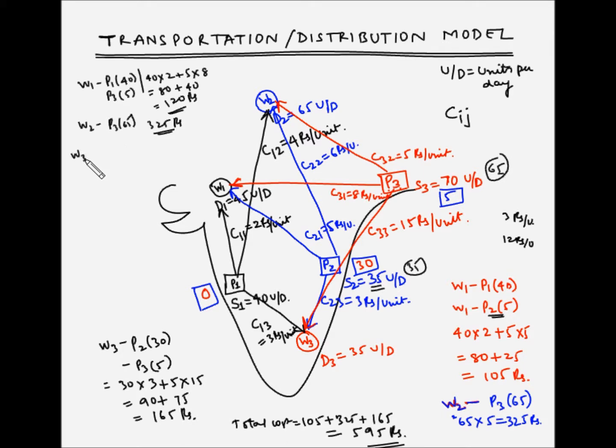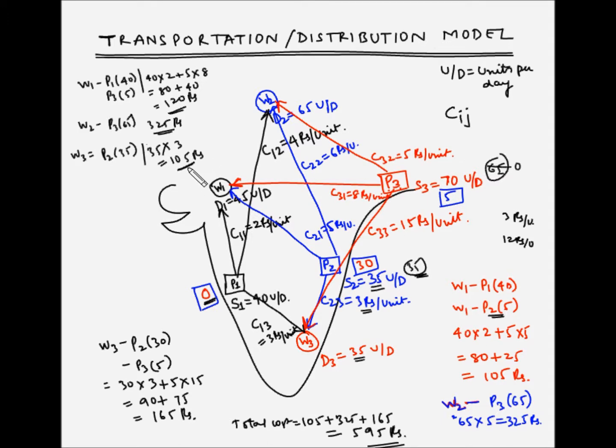Now for W3, so this becomes 0. This is already 0. P1 is already 0. For P2, the availability is 35. So then now the option is for W3 to get all the material, that is a demand of 35 units from P2. So it gets from P2 a quantity of 35 units. So now the cost is 35 multiplied by 3, which is equal to 5 3s are 15, 3 3s are 9 plus 1 10, so 105 rupees.